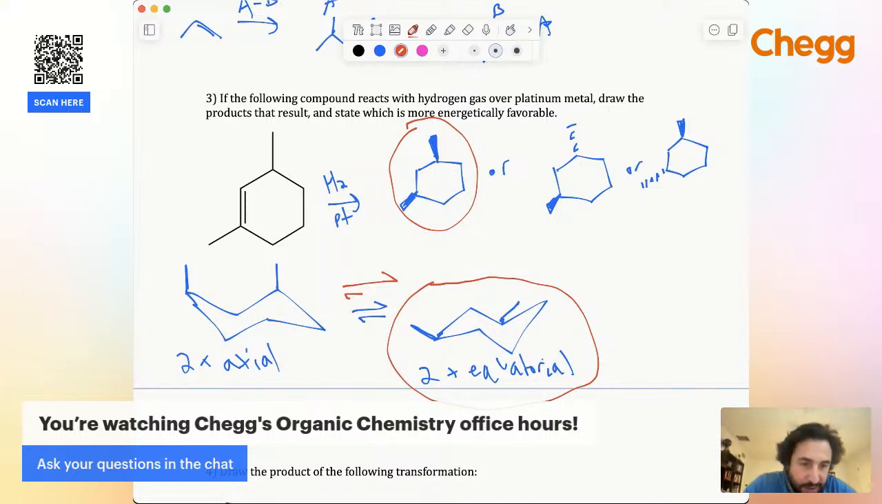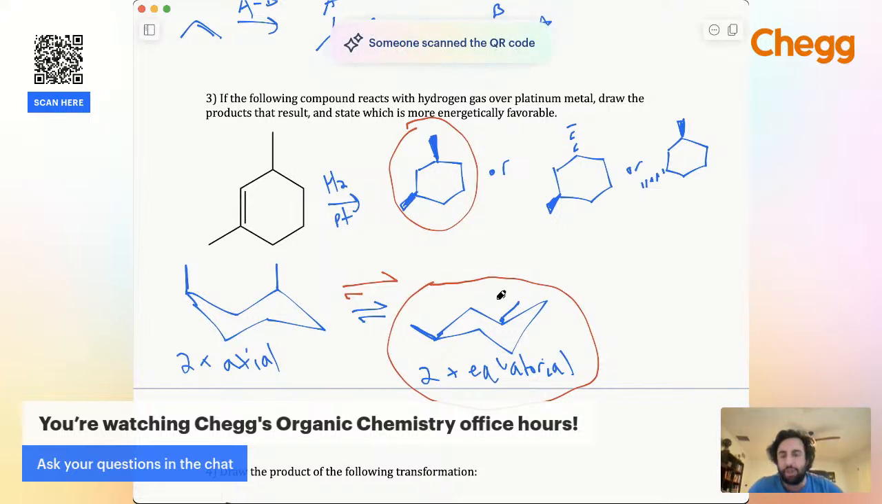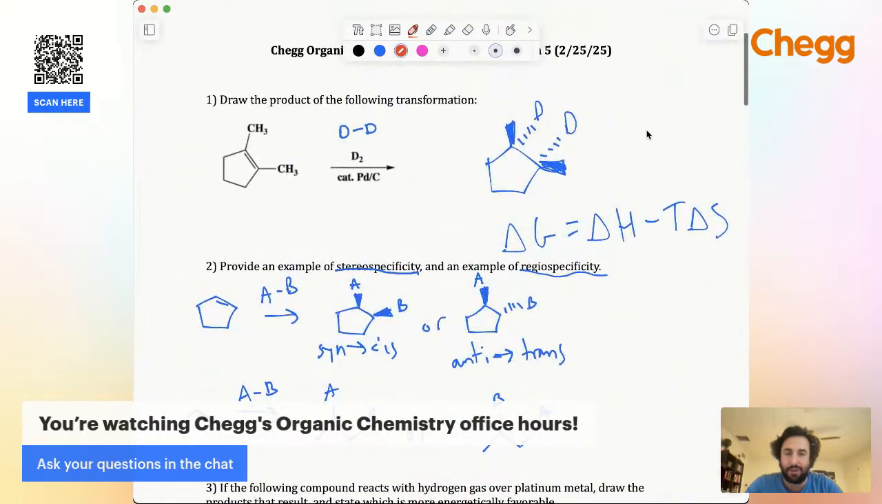Let me see if I missed anything. Lunar 313 says, what is delta G? Delta G is the change in Gibbs free energy. It is the parameter that determines the spontaneity of a reaction, whether it is spontaneous and will simply occur. I think I wrote it up here.